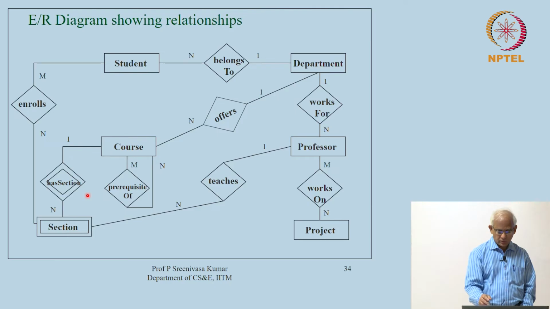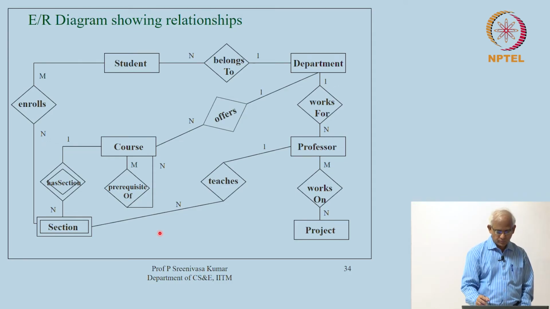So all these are the relationships, and prerequisite is a relationship that exists between courses. We should ideally write the role name here. I have not written the role name. Course participates as a course and as a prerequisite. So in what role does it participate? It participates as a prerequisite, and participates as a course. So that is the prerequisite relationship. We call this a recursive relationship in database parlance.